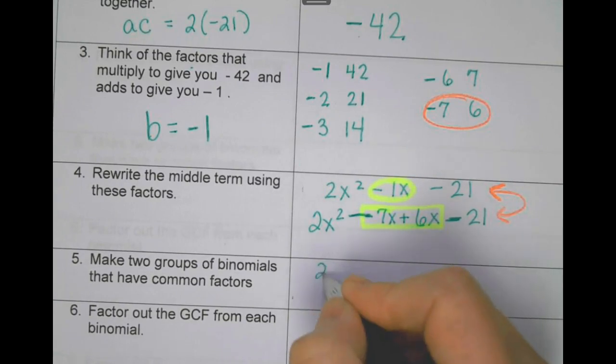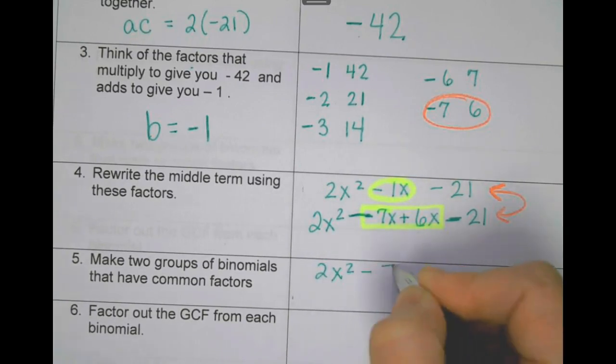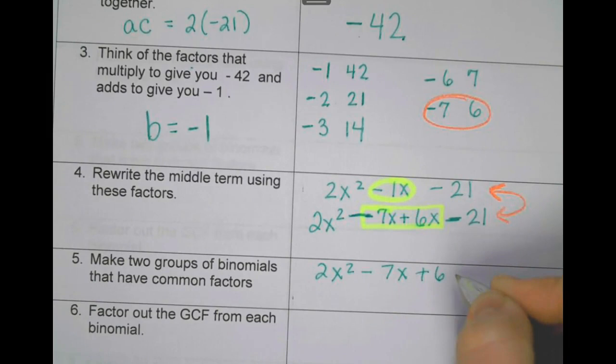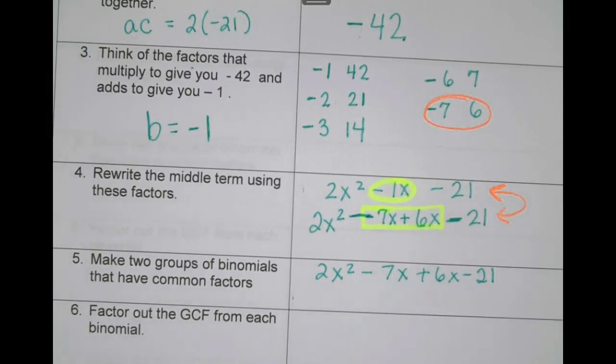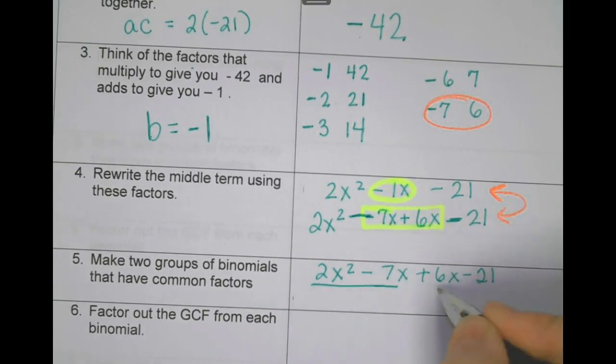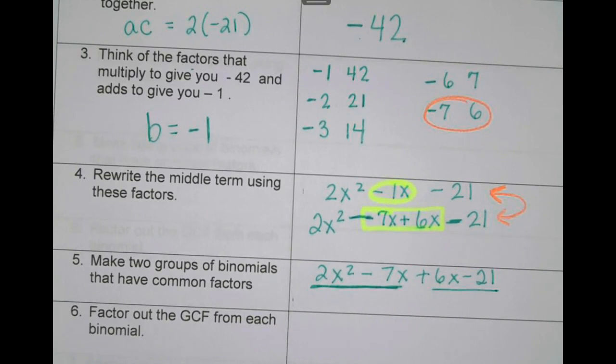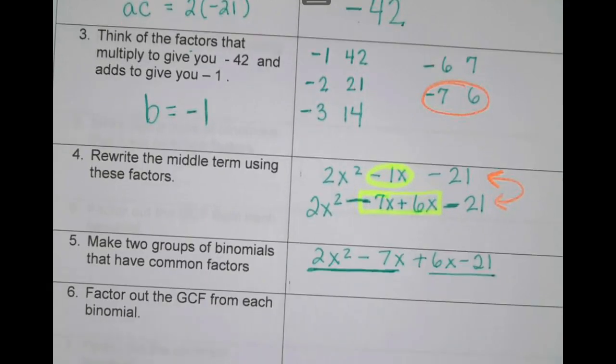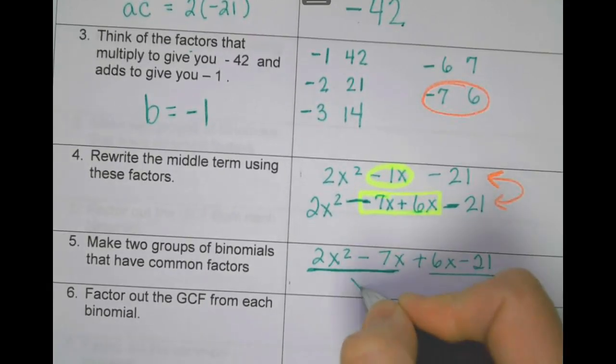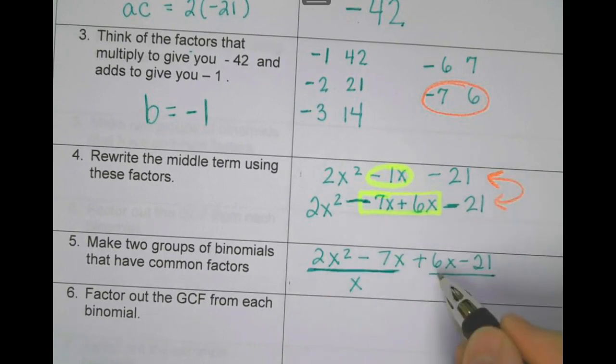So now I have 4 terms. Now it is exactly like what I was doing yesterday. I make 2 groups of 2. What divides 2 and 7? Just 1 or 1x. And so what divides 6 and 21?